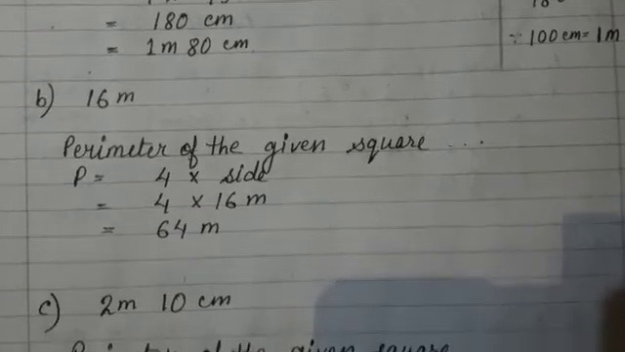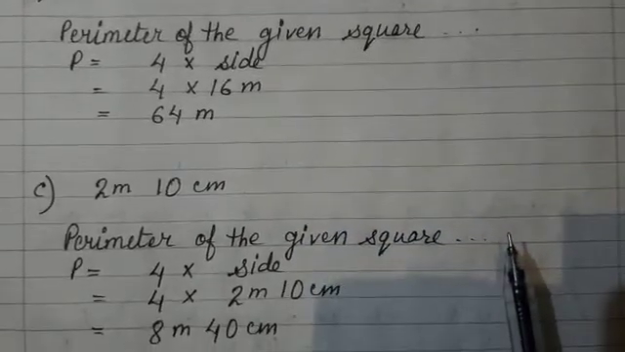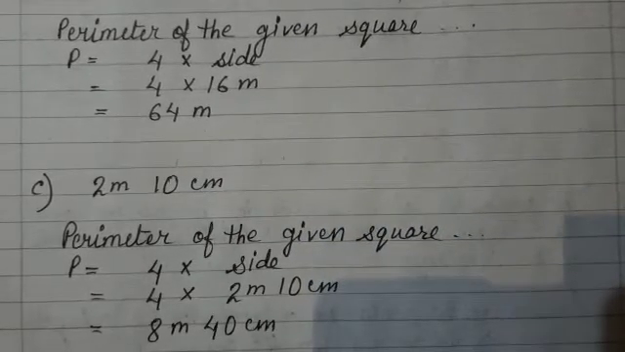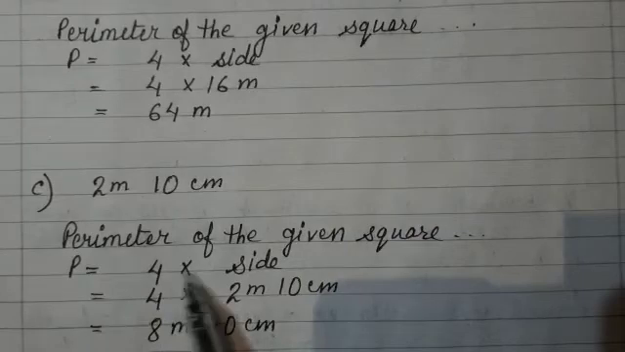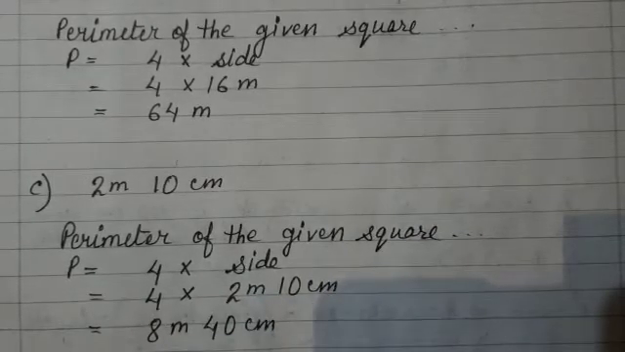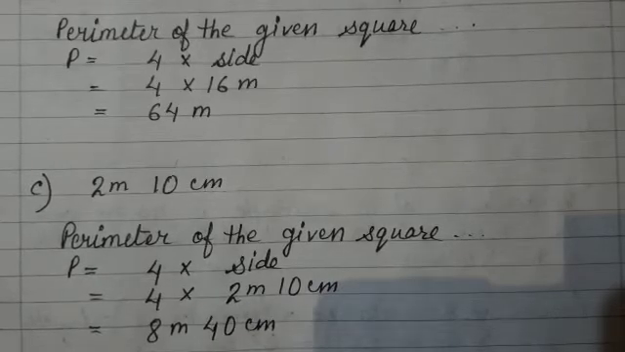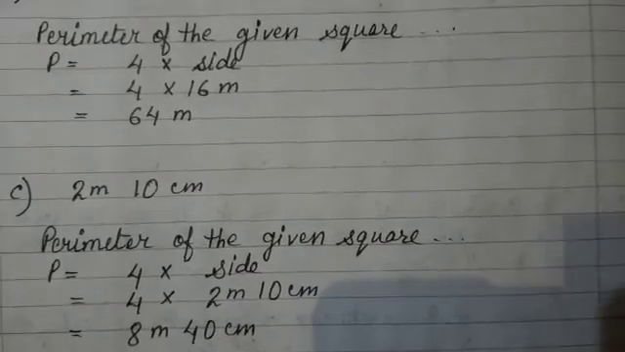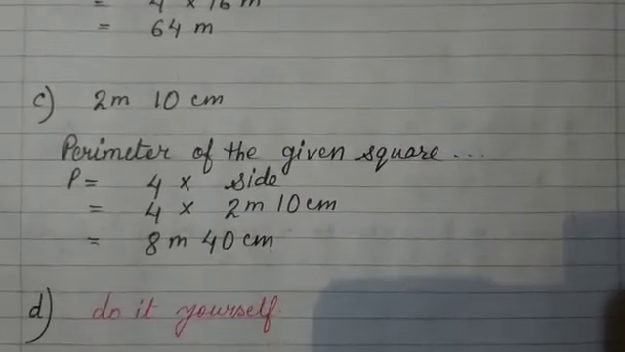Now, look at number C. Side is given 2 meter 10 centimeter. Therefore, perimeter is equal to 4 into side. So, 4 into 2 meter 10 centimeter. And it is 8 meter 40 centimeter. Applying this formula, you have to do number D by yourself.